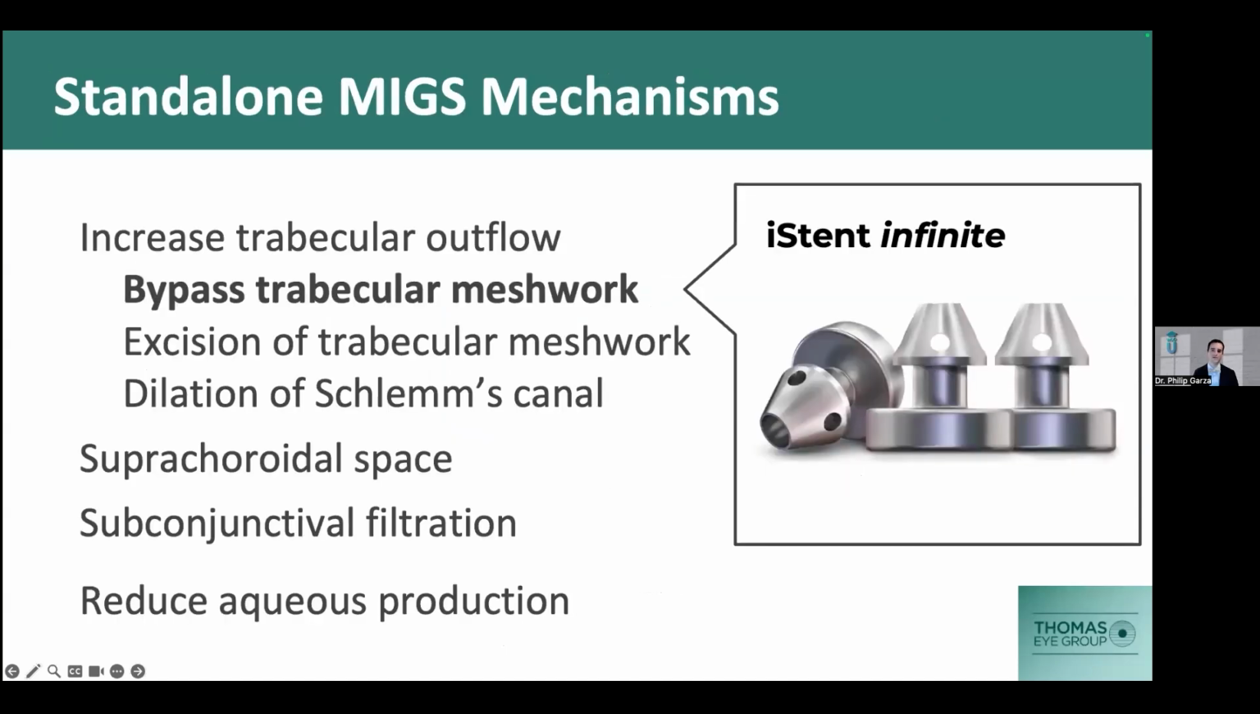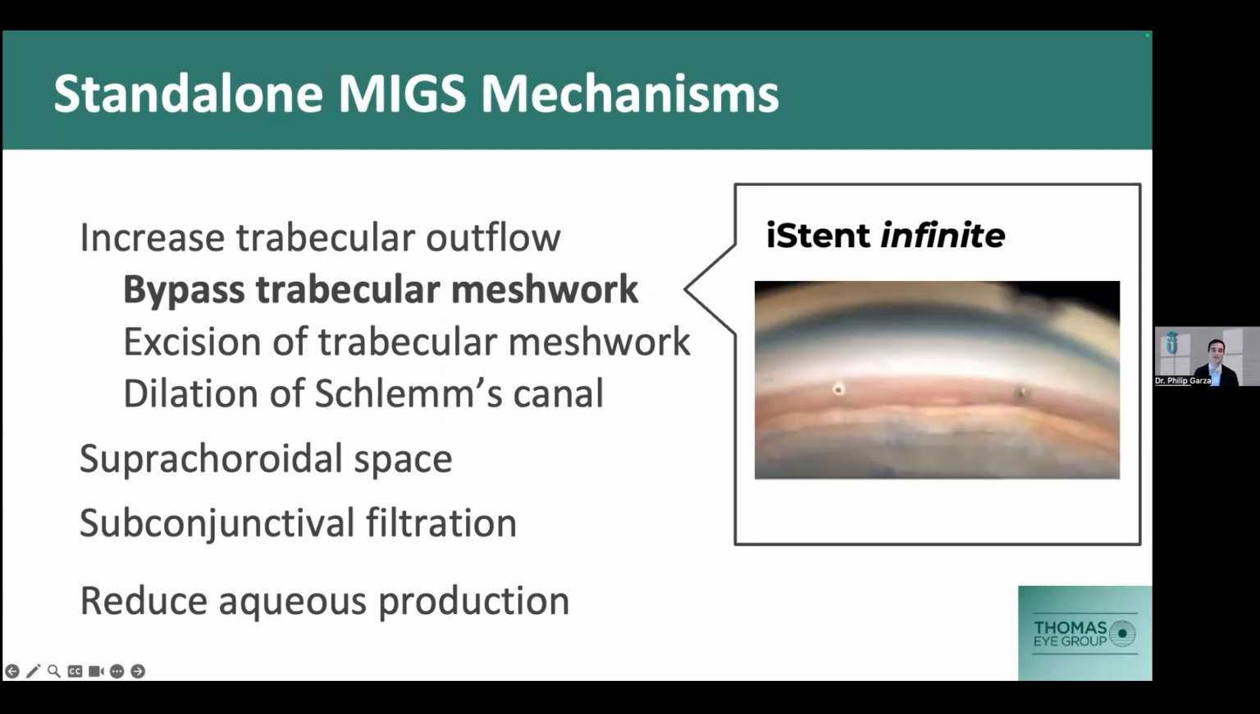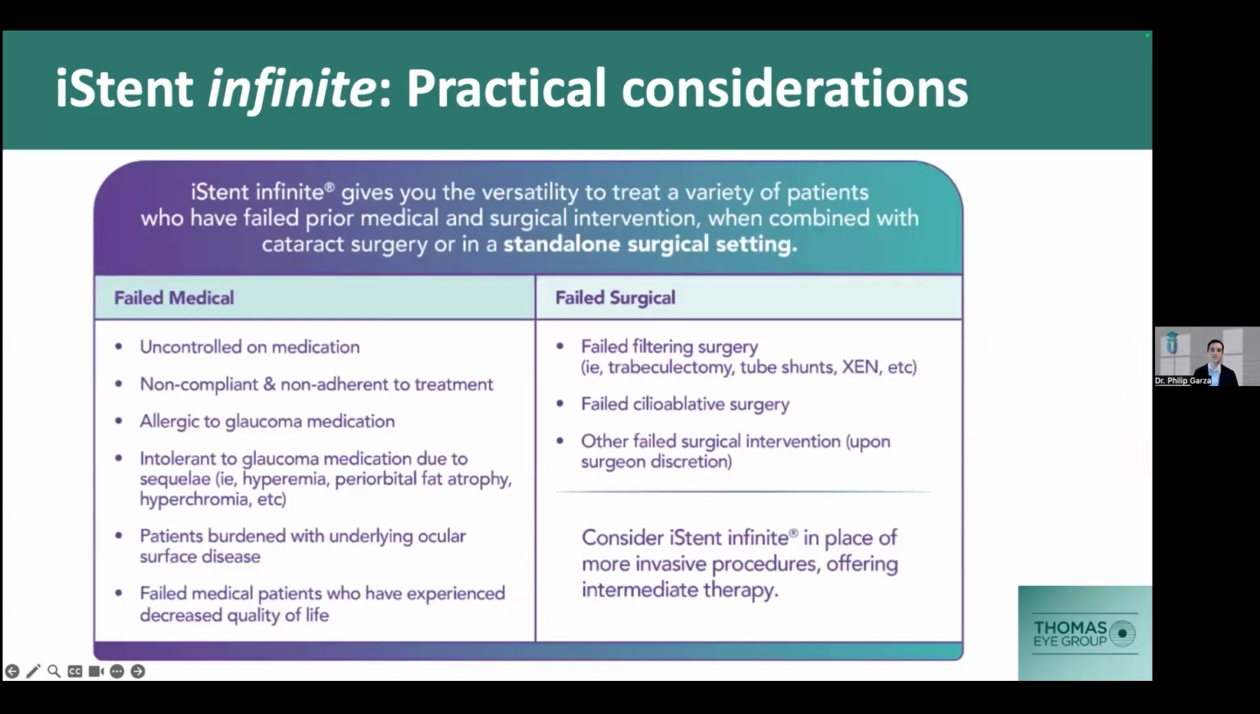Another way we can organize these devices in our minds is by mechanism of action. I think this is a good way of helping you keep this all straight and know what the options are for patients. So iStent Infinite has been the cool new addition to our standalone MIGS armamentarium for the last couple of years. It's actually billed as the first device of the interventional glaucoma era. It's basically three stents that are essentially the same as the stents that were used in iStent inject, except you get three of them instead of two.